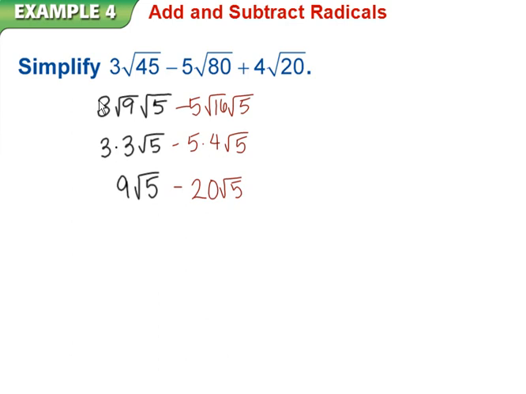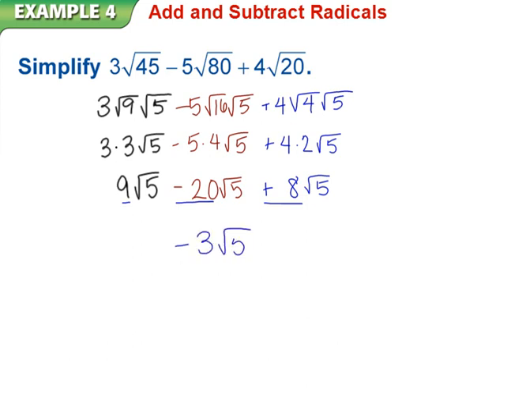And then the last one, 20, how can we split that apart? 4 and 5. So 4 times 2 square root of 5, or 8 square root of 5. Okay, because all of them are square roots of 5, we can combine them together by just taking 9 minus 20 plus 8. And that's going to come out to be negative 3 square root of 5. There's our answer for that problem.